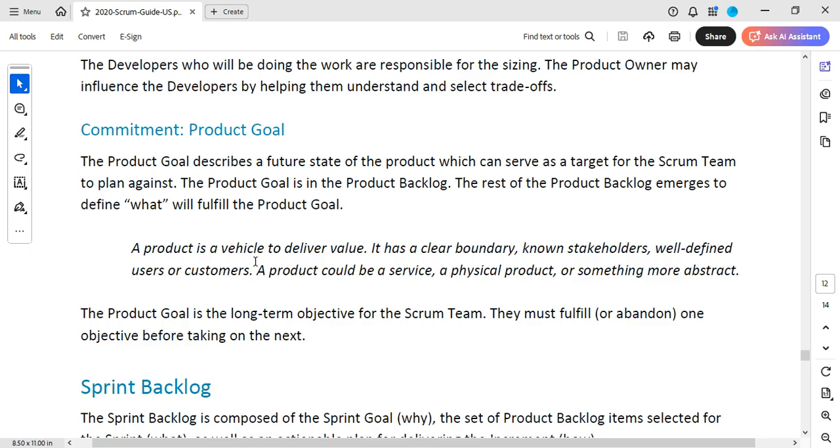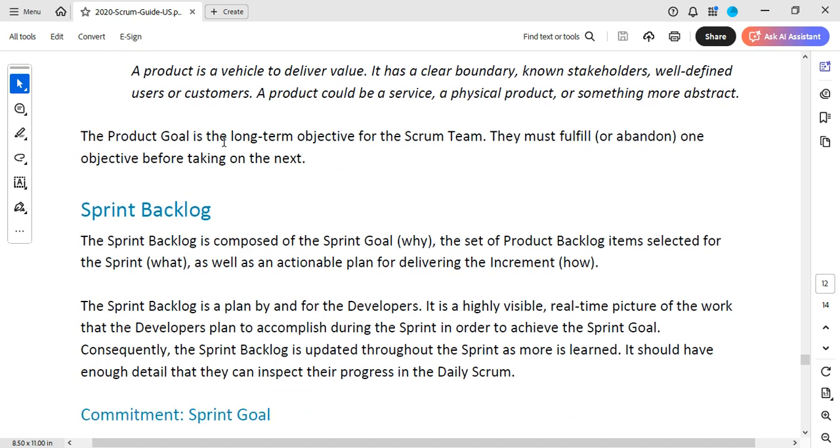A product is a vehicle to deliver value. It has a clear boundary, known stakeholders, well-defined users or customers. A product could be a service, a physical product, or something more abstract. The product goal is the long-term objective for the Scrum team. Yeah, it is the long-term objective. Remember, you have the sprint goal. They must fulfill or abandon one objective before taking on the next.